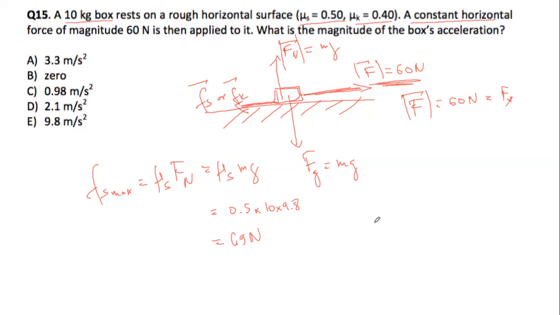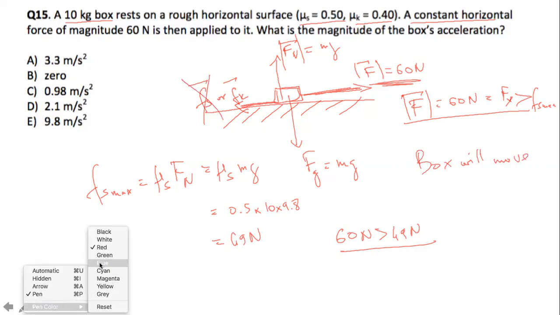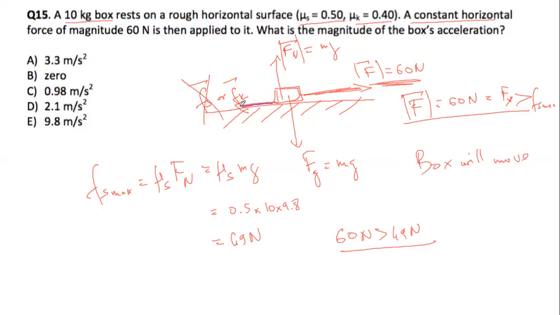So what do we notice? We notice that 60 Newton is bigger than 49 Newton. Basically, this force beats the maximum static friction, which means the box will move. So it is not Fs. This frictional force here will be an Fk, as we discussed in class so many times.